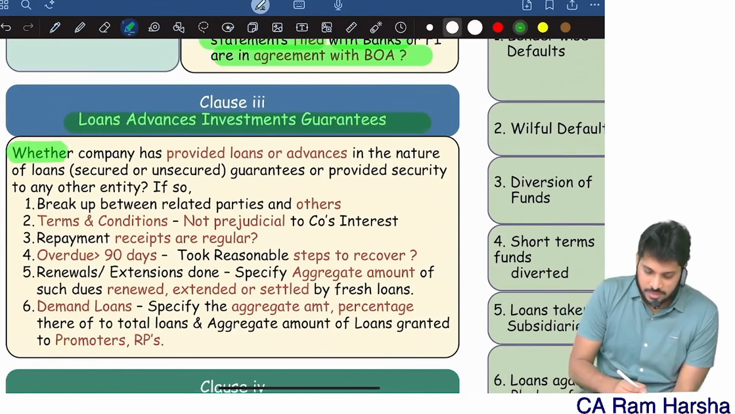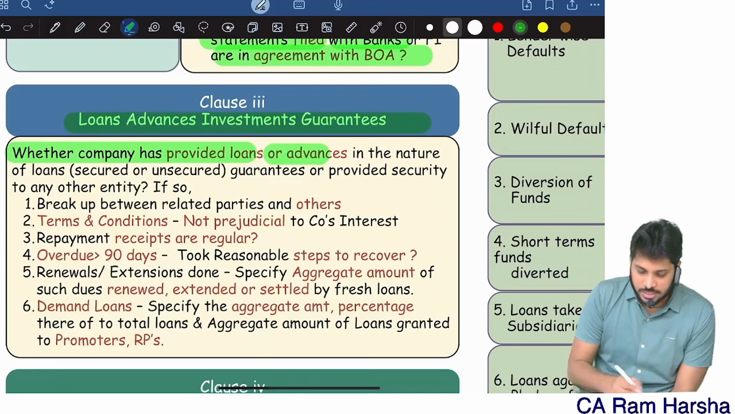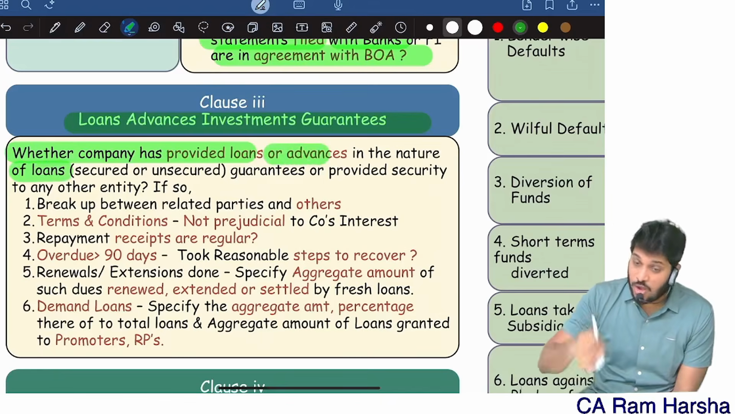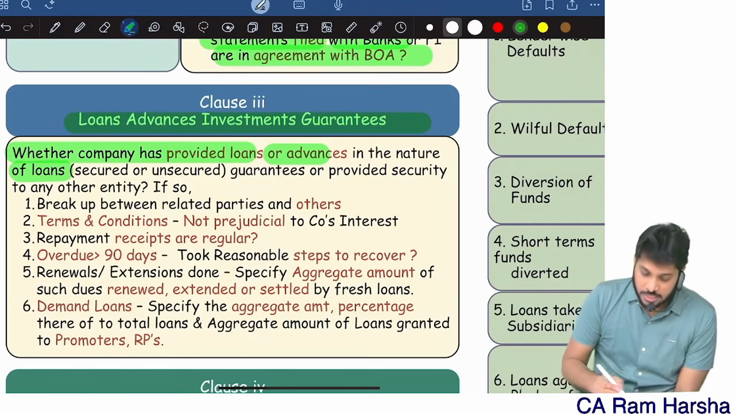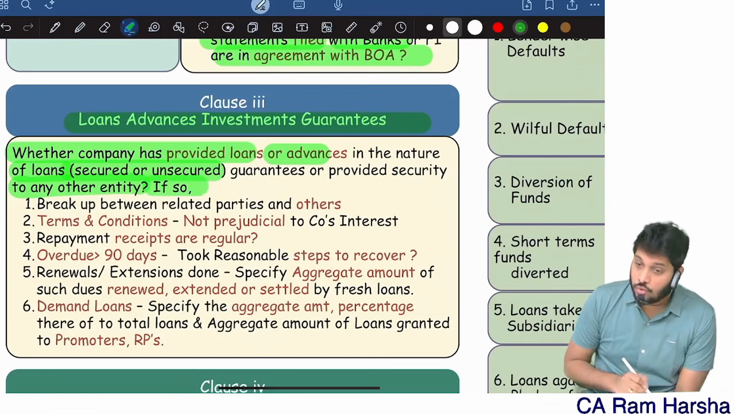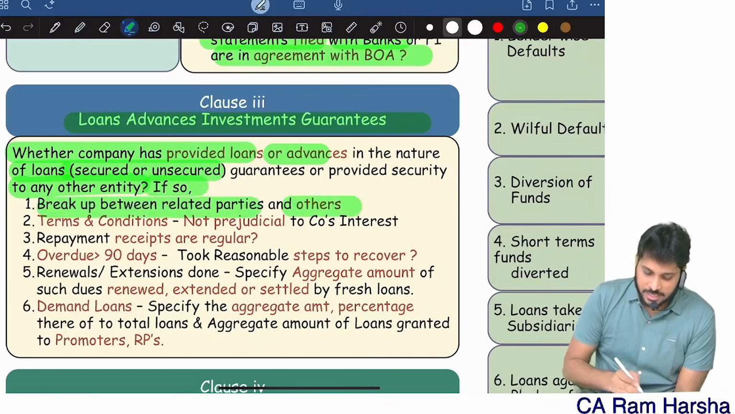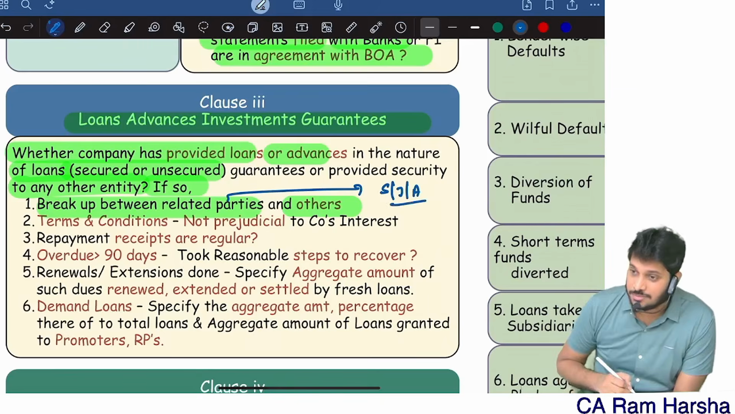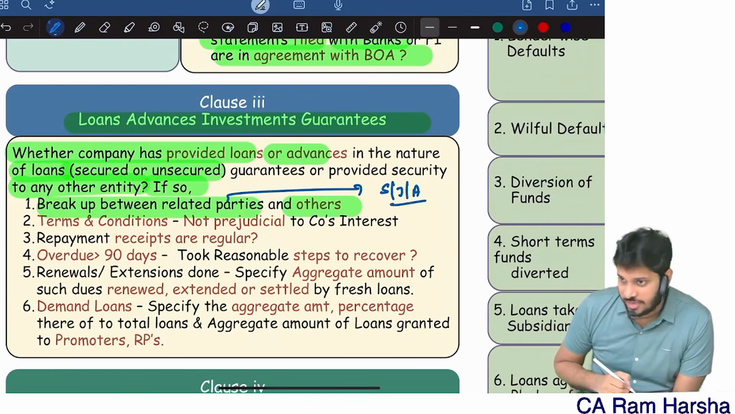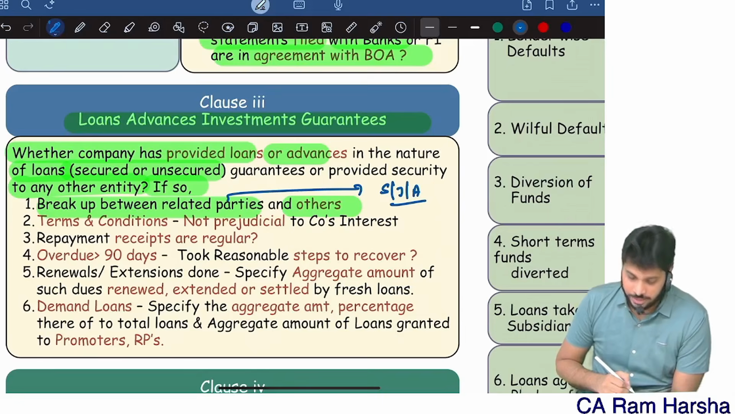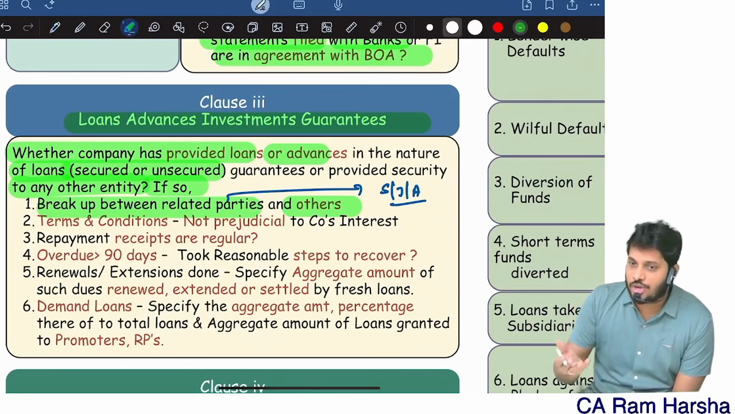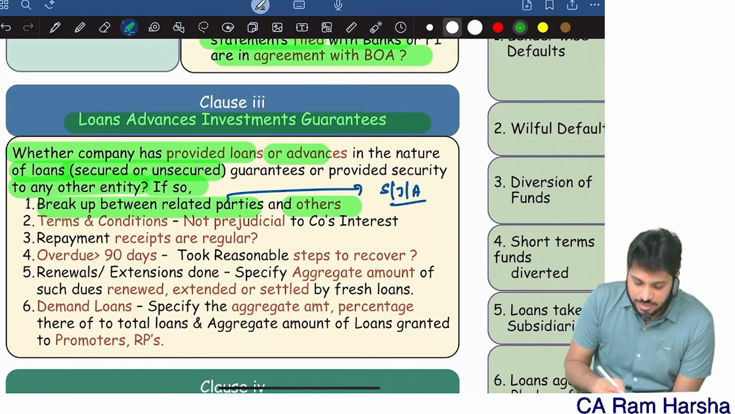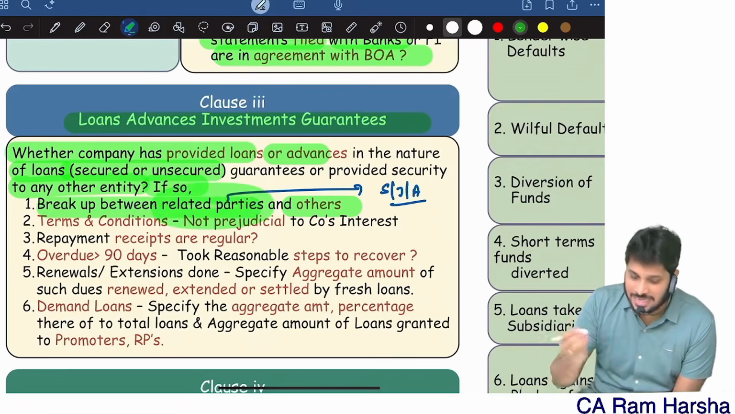What is this? Whether the company has provided loans or advances in the nature of loans. Secured, unsecured, doesn't matter, to any other entity. If so, breakup between related parties and others. Actually, CARO does not use the word related party. They actually use the words subsidiary, joint venture, associate. Subsidiary, associate, joint ventures, we simply call them related parties. So for the sake of convenience, we use the word related party.